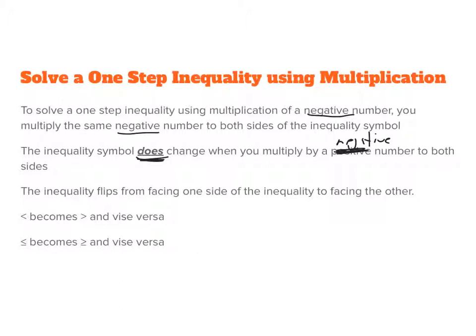So less than becomes greater than and vice versa. So greater than would become less than. And less than or equal to would become greater than or equal to and vice versa. So greater than or equal to would become less than or equal to. So we simply flip the way the inequality opens up when we multiply by a negative number.